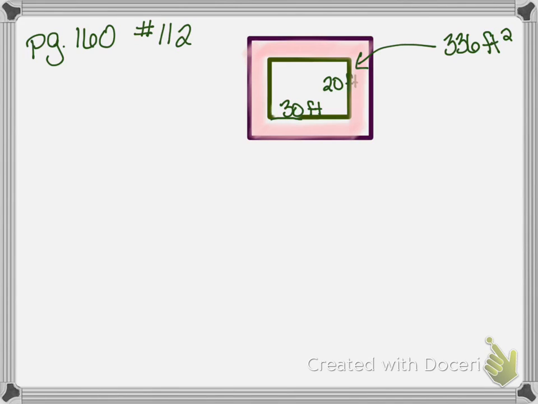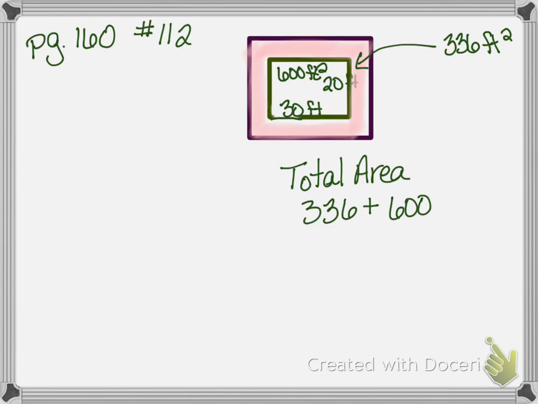Now if I just multiplied 30 by 20, that gives me 600 square feet, and that is the area of the pool. Just the pool, and then the sidewalk is an additional 336 square feet. So if I wanted to know the entire area, my total area of my pool and my sidewalk, I would add my 336 square feet plus my 600 square feet, and I would get 936 square feet. That is my total area.